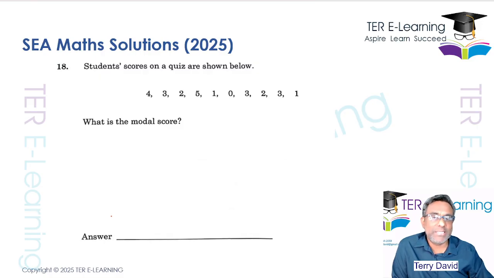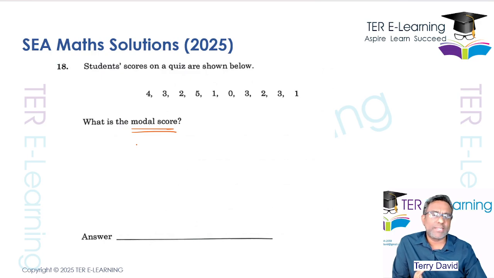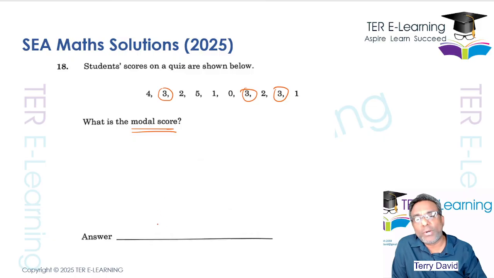This is number 18. So they want to know which one is a modal score, right? So you have some quizzes here. So modal score is simply the one that occurs most frequently, right? If you were to look carefully, you're going to realize that this 3 is appearing 3 times, right? Compared to all the other scores. So therefore, the modal score is actually going to be 3, right?